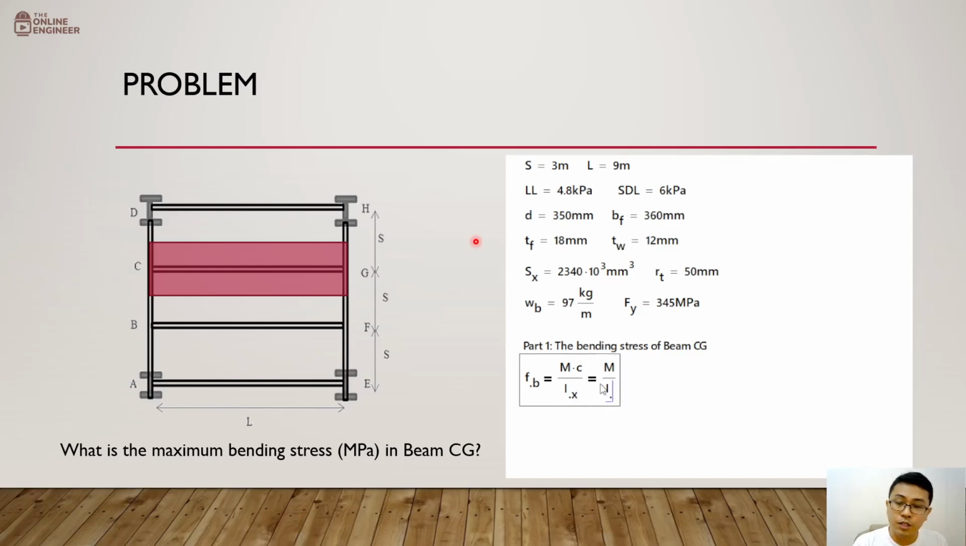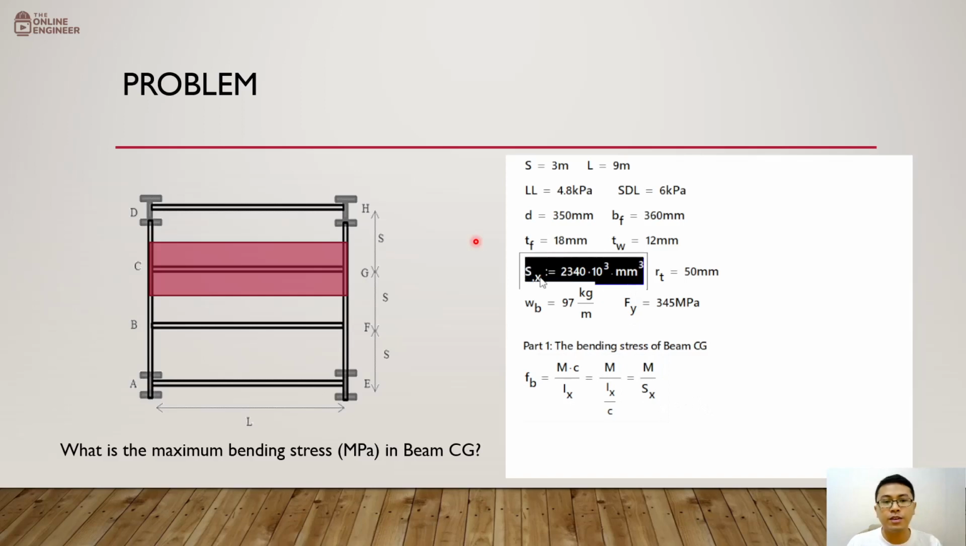Well, we could actually rearrange the variables we have in our formula so that it becomes M over Ix over c. This Ix over c in the denominator is actually what? The section modulus of our beam. So we can actually express our bending stress in the form M over Sx, or the moment divided by the section modulus. This Sx is a value that is given here in our problem. It's a property of the section. So it's 2340 times 10 cubed mm cubed.